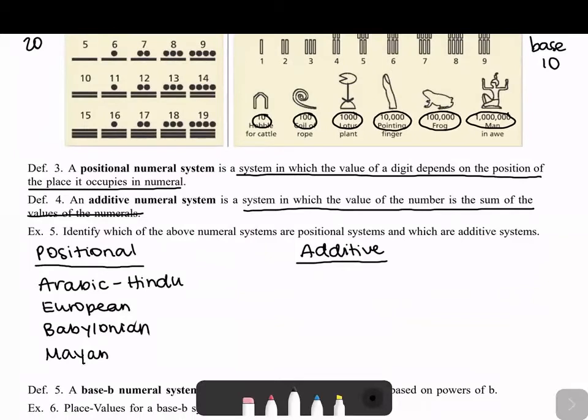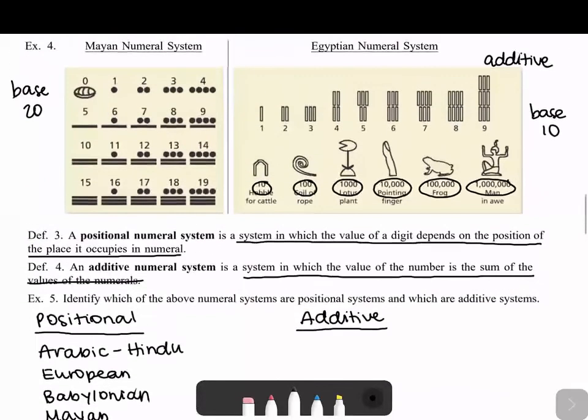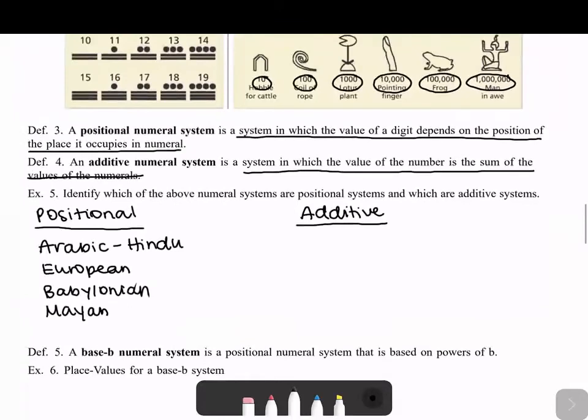So what was additive, right? We have this Egyptian one that we just talked about that was additive. And also the Roman numeral system, right, was also additive. Okay, so we just identified which of them were additive and positional. Pretty simple. Additive, you just add everything that's there. Positional, the position that the numeral is in changes the value.